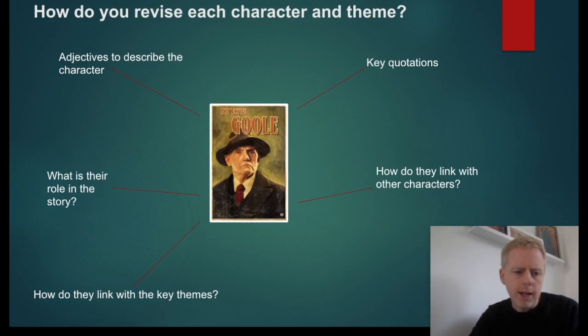And how does he link to key themes? Well, okay, he's Priestley's mouthpiece, so he represents Priestley's socialist ideals. He takes on the challenge of showing or highlighting the flaws in the self-centred capitalist views of the Birlings and so on. Okay, and you just think of any character in there, you ask these particular questions for each character, same with the themes, and there's you covering everything you'd need to there.